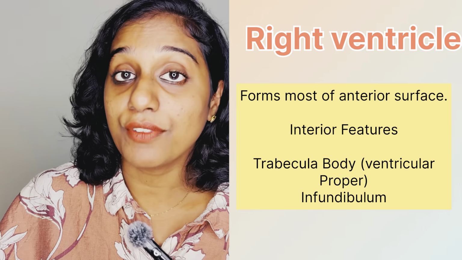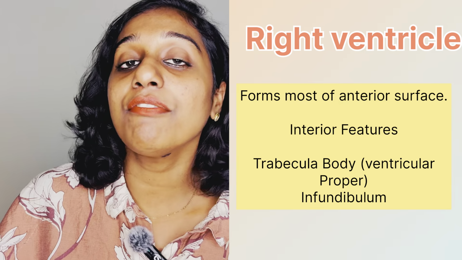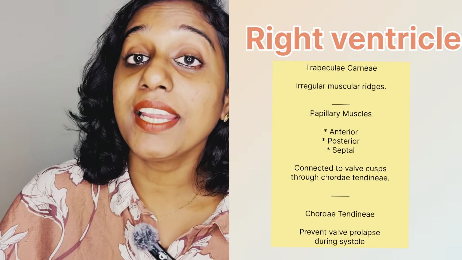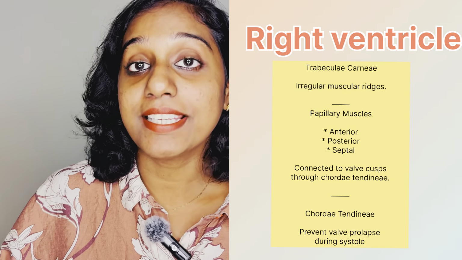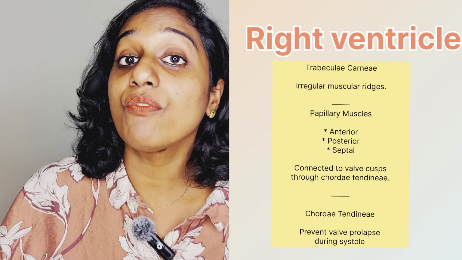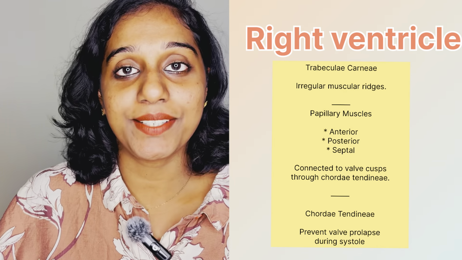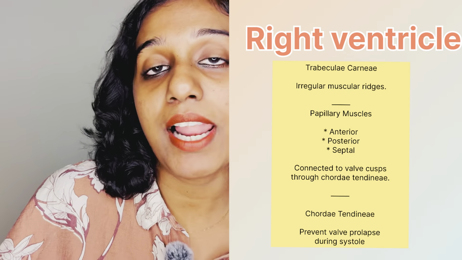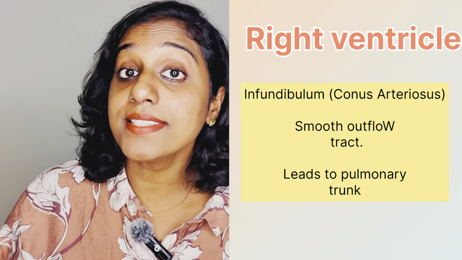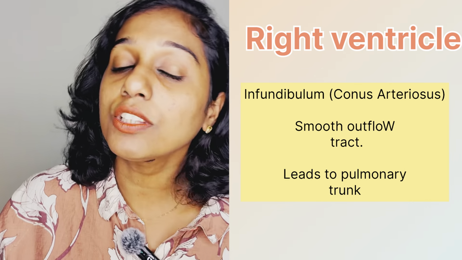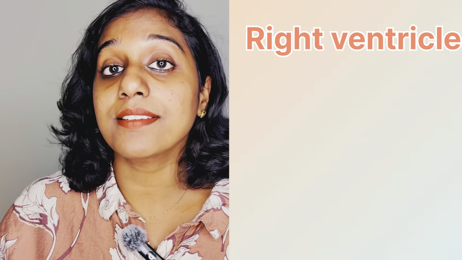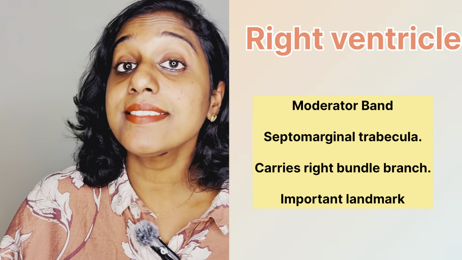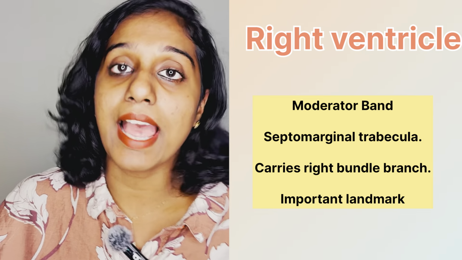Ventricular body, which is the ventricle proper, a rough inflow part. Trabeculae carneae, papillary muscles, which are 3: anterior, posterior and septal, connected to valve cusp by chordae tendineae. Chordae tendineae prevents valve prolapse during systole. Next is infundibulum, which is the conus arteriosus, smooth outflow part. It also has a moderator band, marginal trabeculae, carries right bundle branch, which is an important landmark.